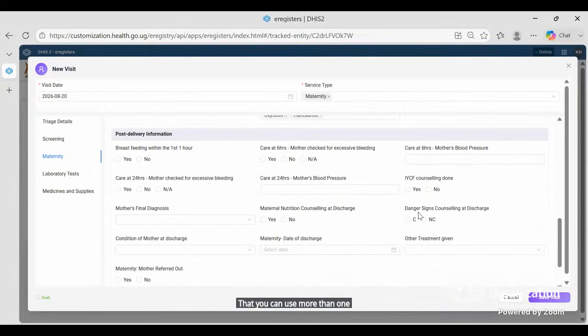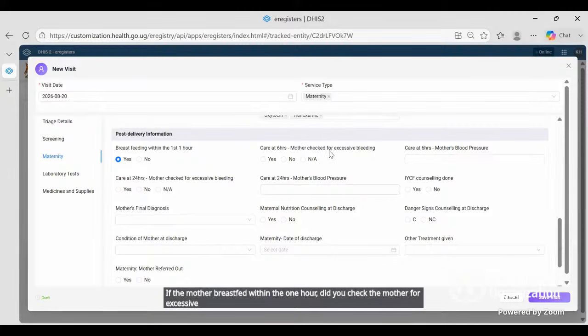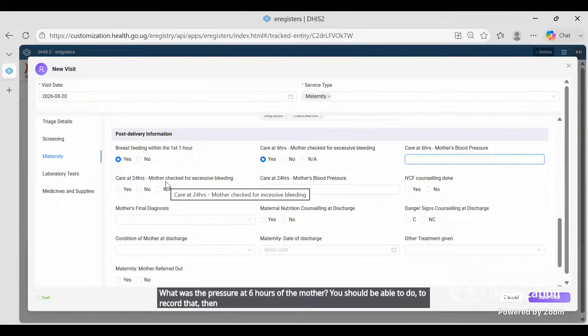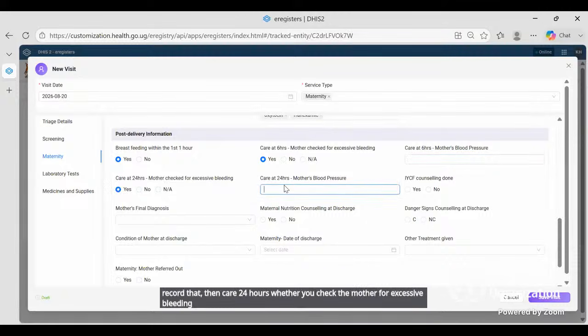Then you can do the post-delivery information. If the mother breastfed within the 1 hour, did you check the mother for excessive bleeding at 6 hours? Yes. What was the pressure at 6 hours of the mother? You should be able to record that. Then care at 24 hours, whether you checked the mother for excessive bleeding, and then the pressure of the mother reported.